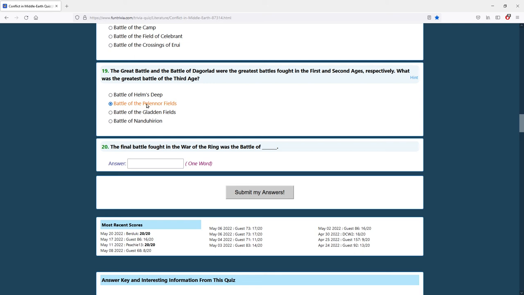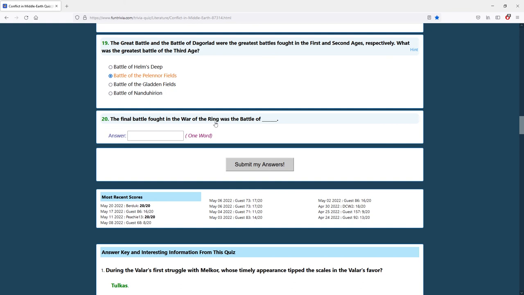The final battle fought in the War of the Ring was the Battle of... No idea. I would have said something like the Battle of the Black Gate, because wasn't that the name of the last battle? Well, Battle of, and it's just one word. Is it Battle of Mordor? Nah, it cannot be. Well, I'm going to put Mordor anyway because I'm going to fail, so what's the point?